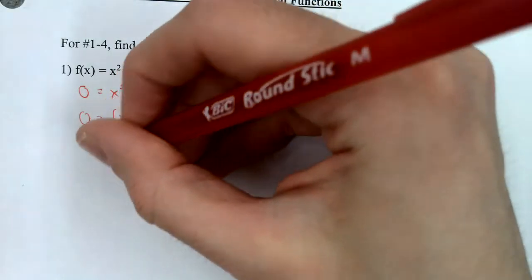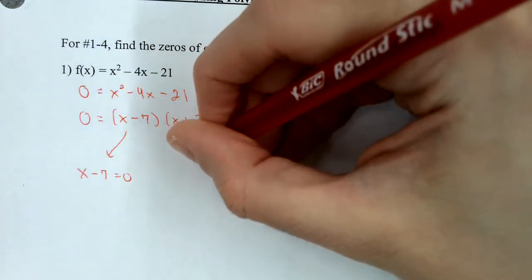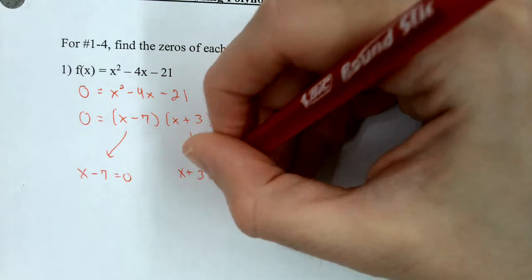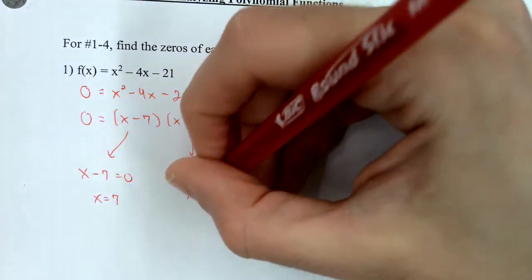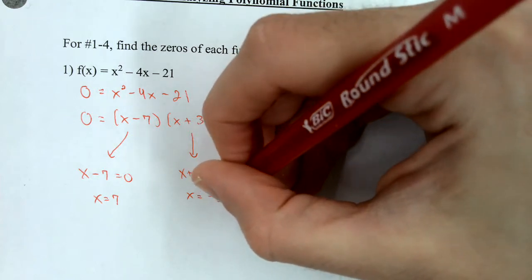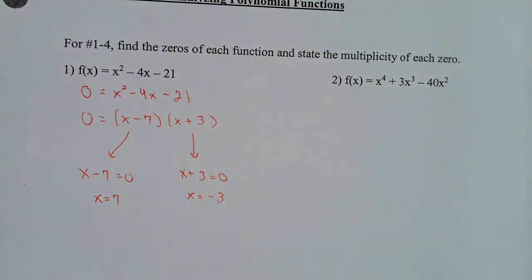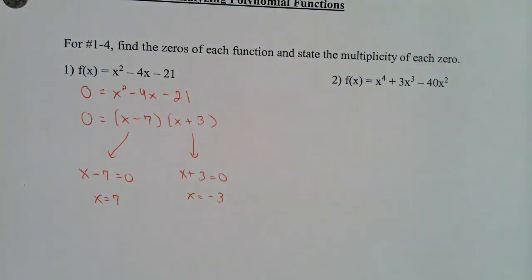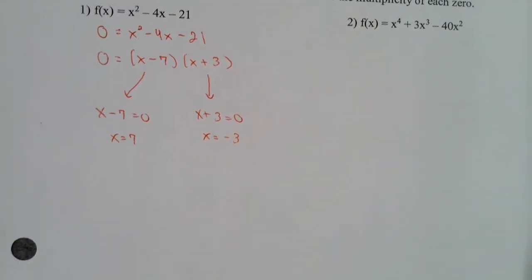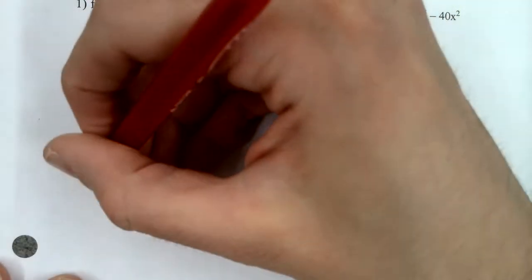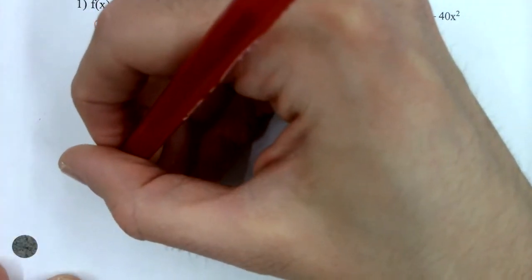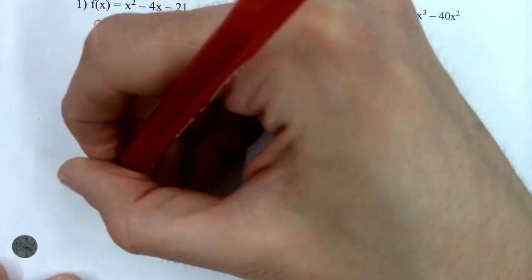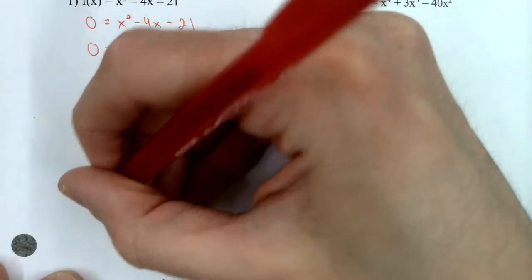And let's solve each of these. X minus 7 equals 0, and then x plus 3 equals 0. So it gives us x equals 7, and x equals negative 3. Now remember, we can have a maximum of 2 distinct answers. In other words, we could have a maximum of 2 different answers, and we do. So for the zeros, we have negative 3 and we have 7.